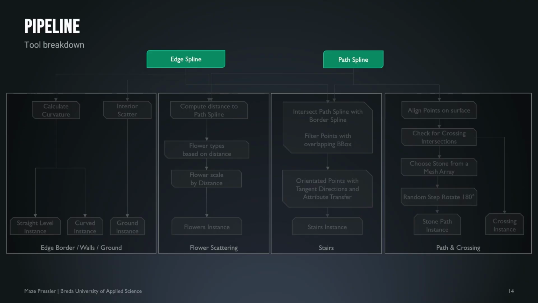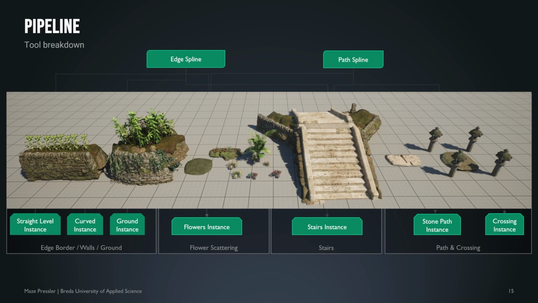The garden generator at its core operates on two spline components, the edge spline and the path spline. Additionally, I leverage packed level instance. For those unfamiliar, packed levels function like prefabs, allowing you to create a container that holds geometry, which can then be instanced throughout the level.